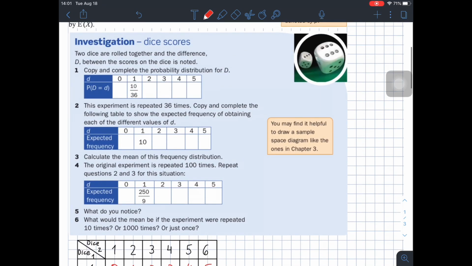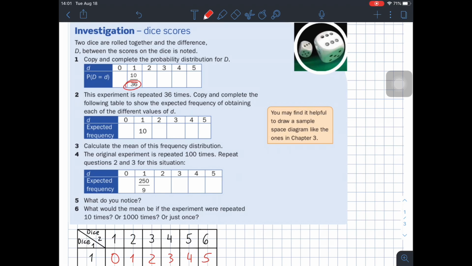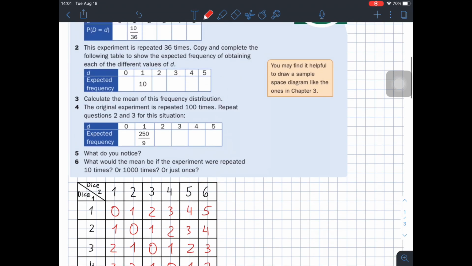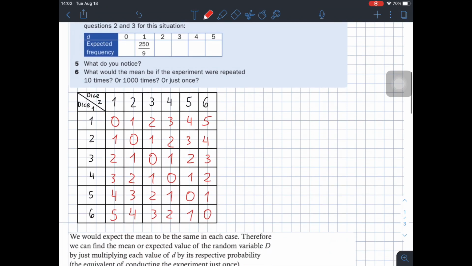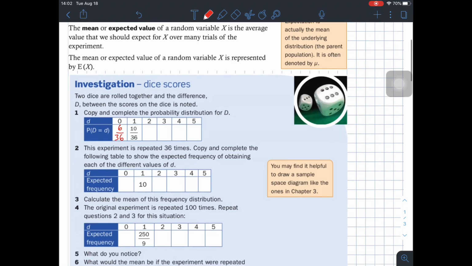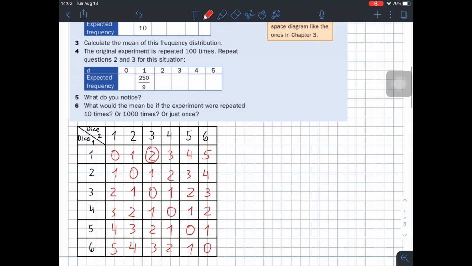With this information, we're going to complete the probability distribution. What is the probability of obtaining 0? Remember, our universe in this case is 36. There are 36 different possible outcomes, 6 by 6. So the number of zeros are 1, 2, 3, 4, 5, and 6. So the probability of getting a 0 is 6 out of 36. Then the probability of getting a 1, that's 1, 2, 3, 4, 5, 6, 7, 8, 9, 10. So it's 10 out of 36.